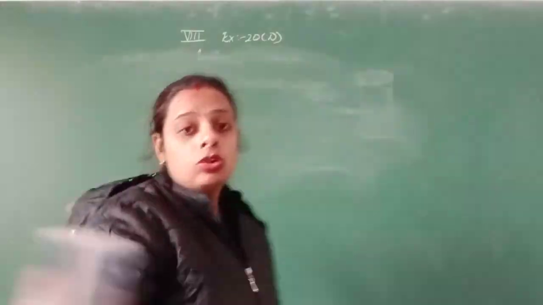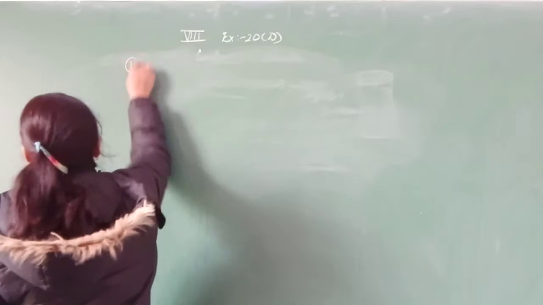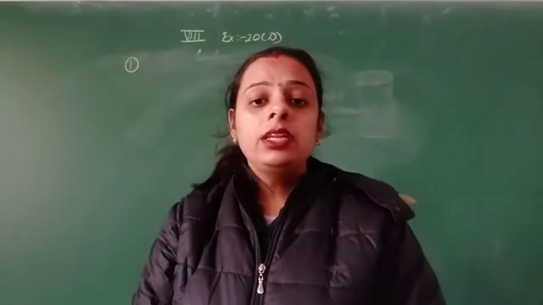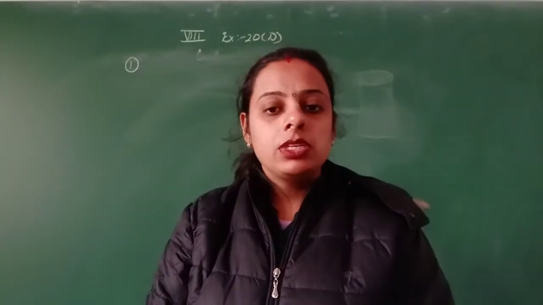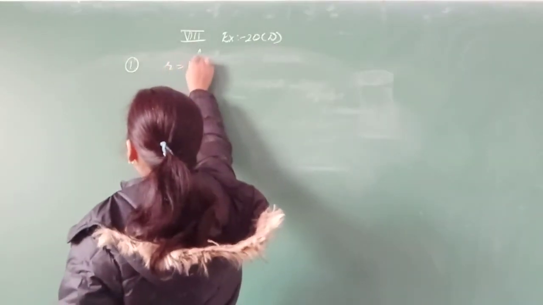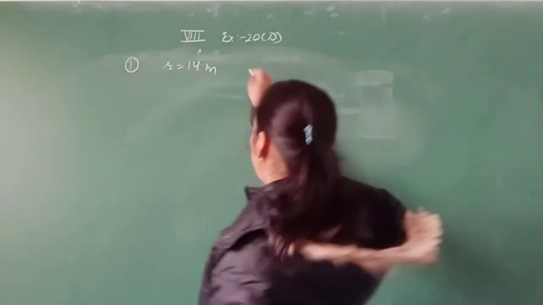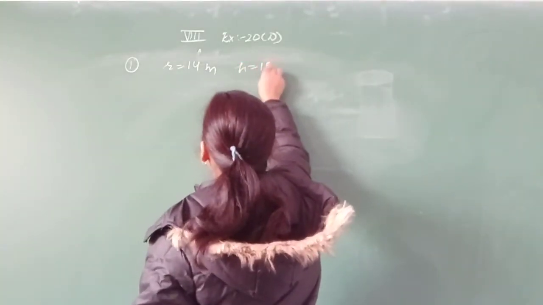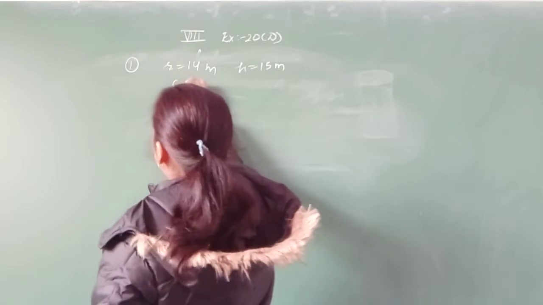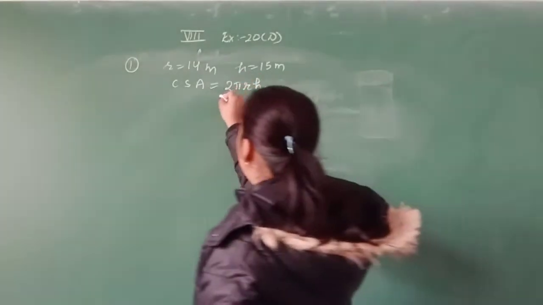Question number 1, I am taking the second part of this one. Find the curved surface area and the total surface area of the cylinder whose dimensions are, it means the radius of the base is 14 meter and the height is 15 meter. So you have to find the curved surface area. The curved surface area is 2 pi r h. Clear? So put the value of r and h here.